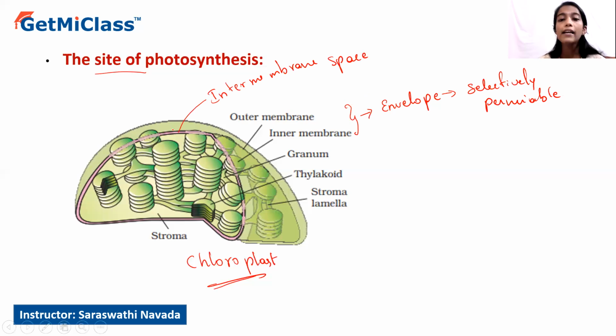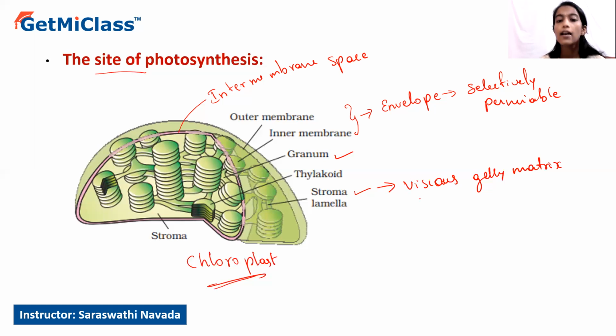Inner to this envelope, or inner to the membrane of the chloroplast, we can divide the chloroplast into two distinct regions. One is called grana and the other is called stroma. Stroma is nothing but the viscous jelly matrix present in the chloroplast. It can be compared with the cytoplasm of other cells. So it is a viscous jelly matrix present within the chloroplast.